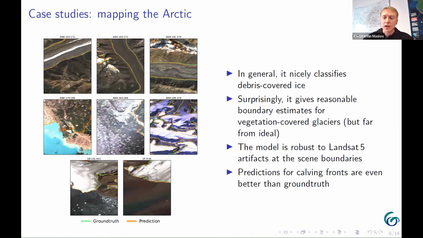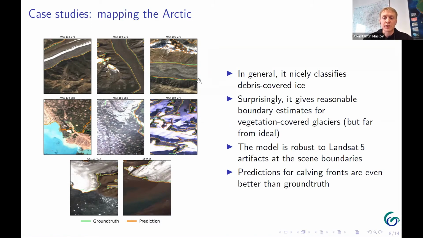Here I would like to show some very interesting specific examples of what we obtained. First of all, as I mentioned, it's debris covered ice. So we have very dirty ice, which is spectrally very similar to the surrounding rocks. And the performance of the network is very nice.